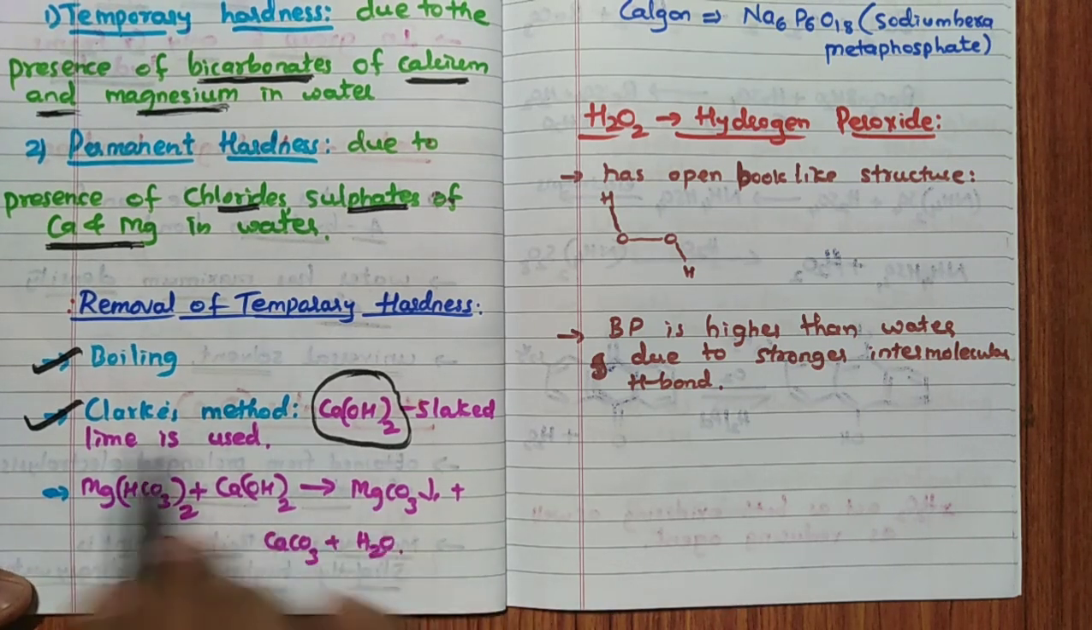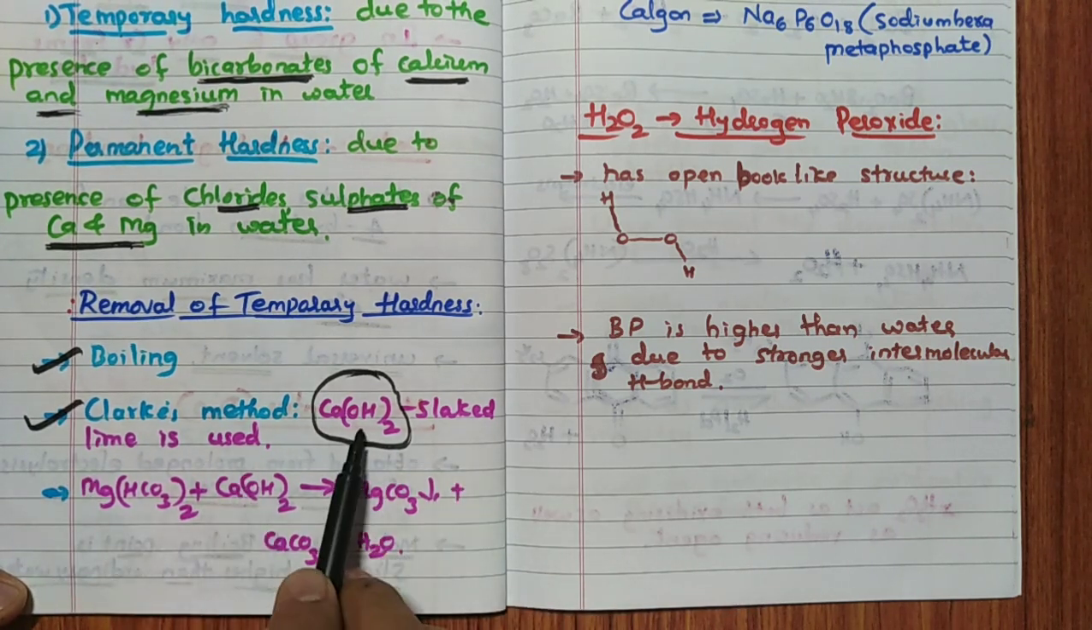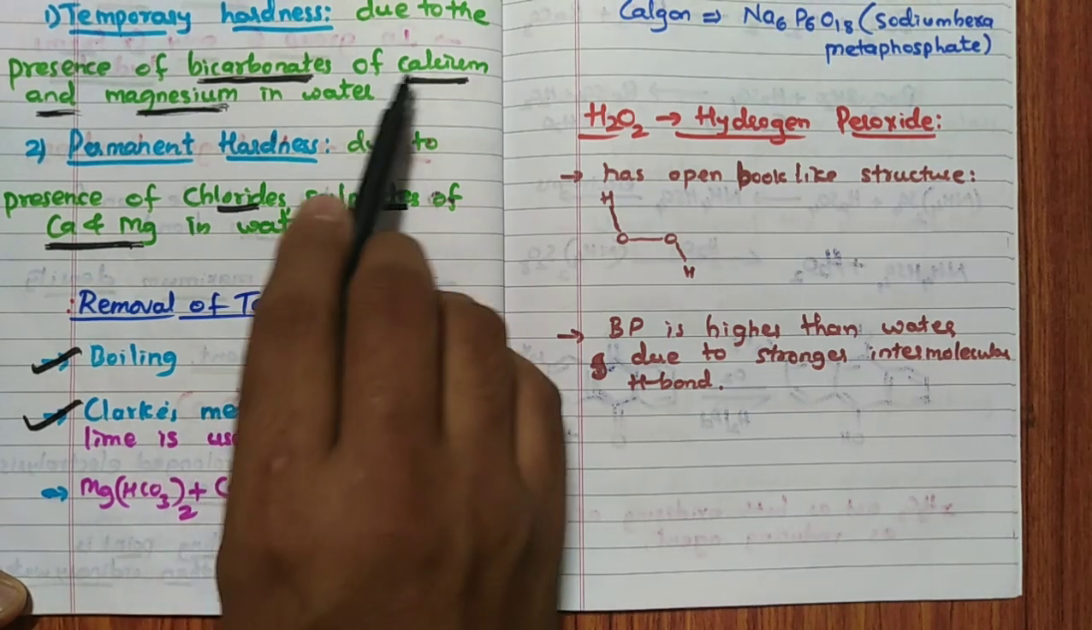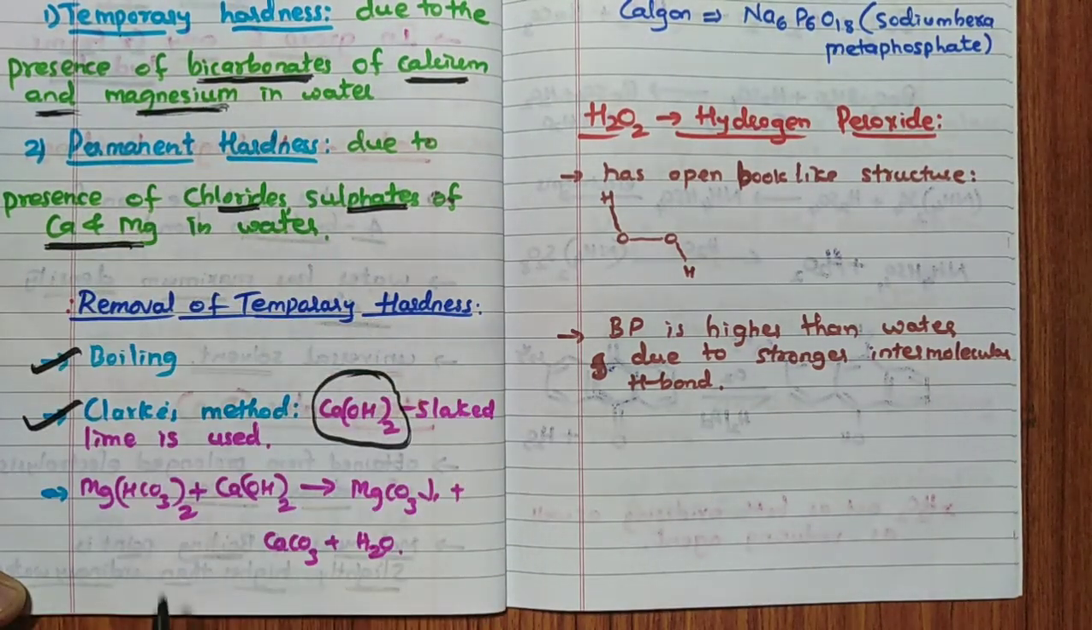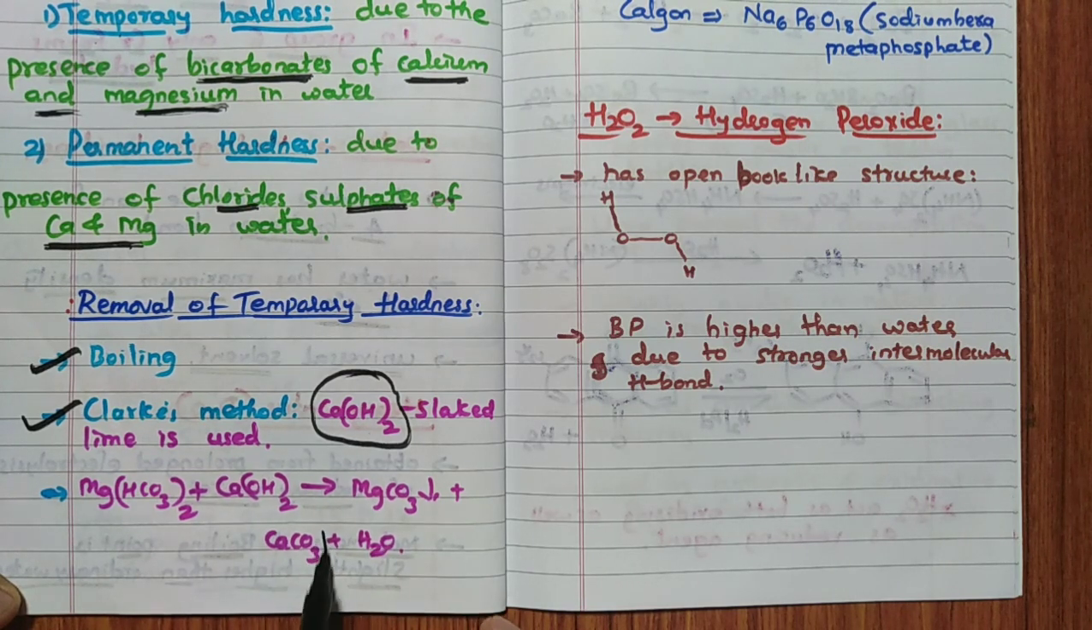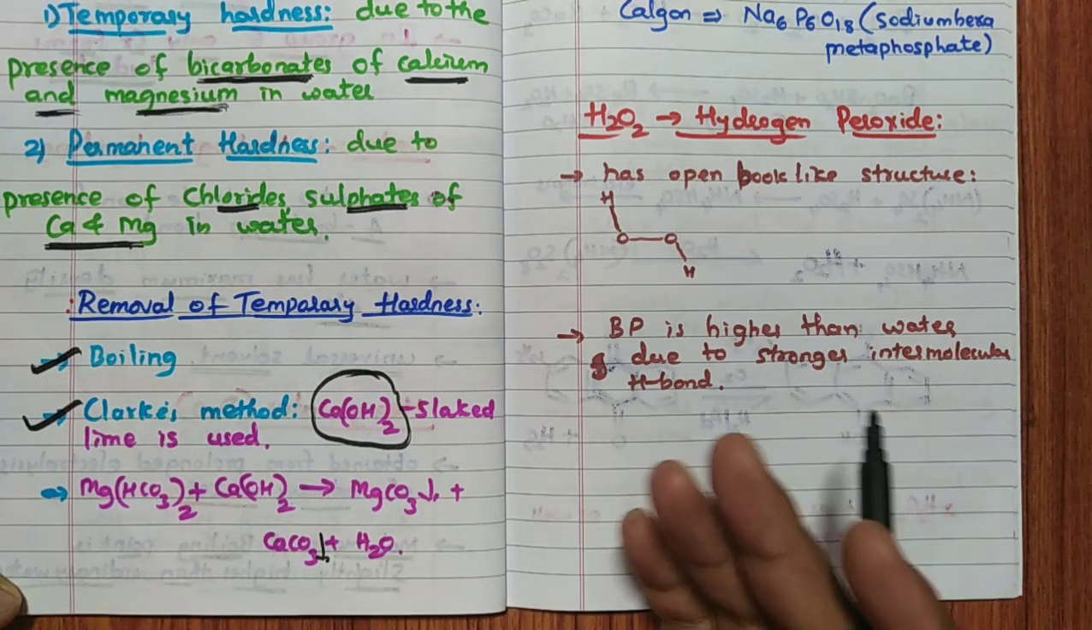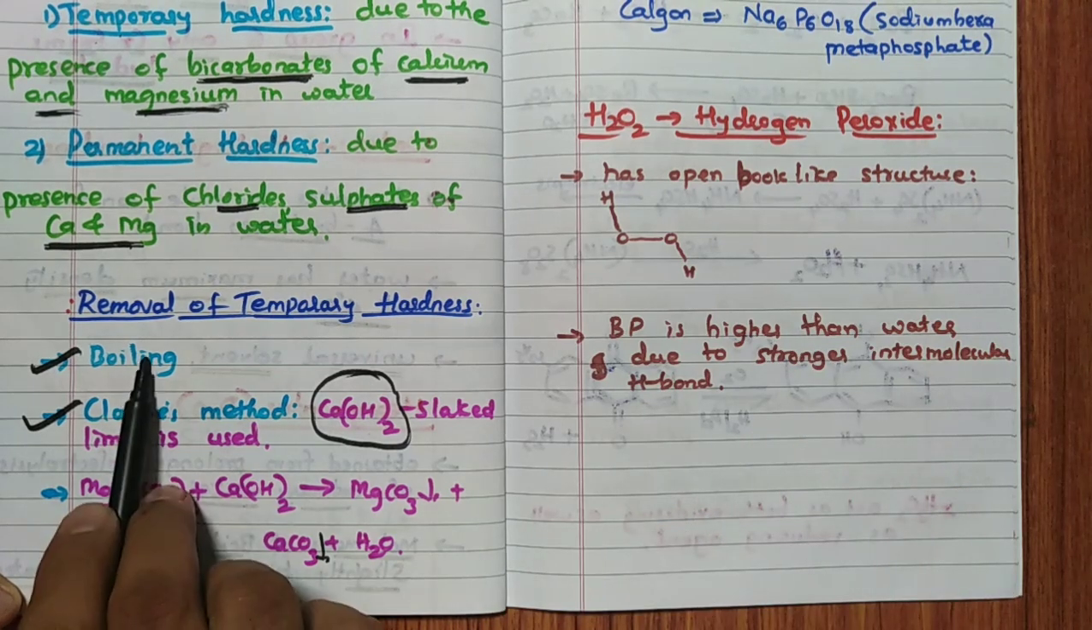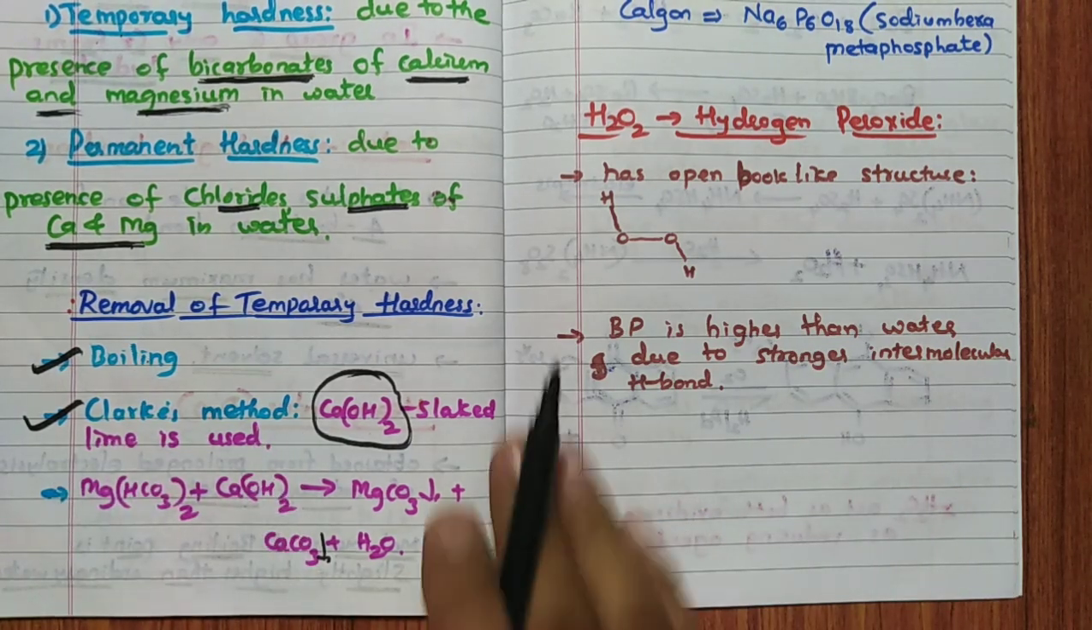Clark's method. So slaked lime is used. What happens when slaked lime is used? For example, say this is calcium and magnesium bicarbonate hardness. So magnesium bicarbonate is present in the water. Just imagine, it reacts with calcium hydroxide forming MgCO3, CaCO3 plus H2O. These two are precipitates, which get settled down so that the water can be filtered and we get soft water. So boiling and Clark's method are the best methods.